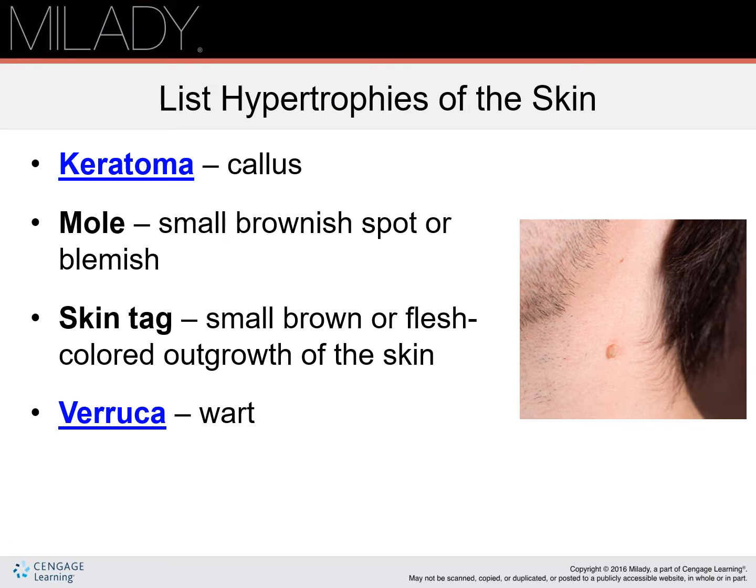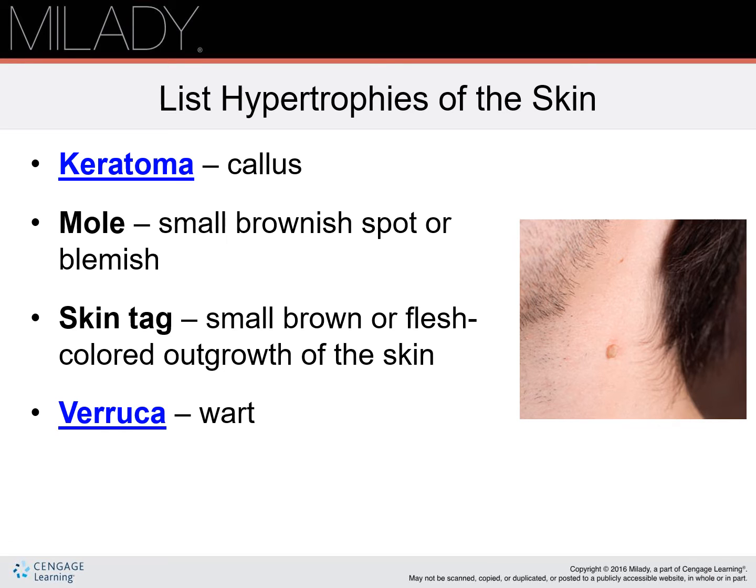A mole. It is a small brown spot or blemish on the skin, ranging in color from pale tan to brown or even bluish black. Some moles are small and flat, resembling freckles. Others are raised and darker in color. Large dark hairs often occur in moles. Any change in a mole requires medical attention sooner than later.